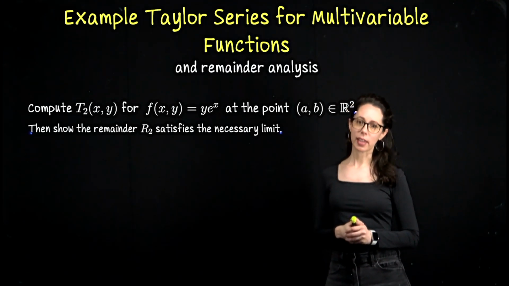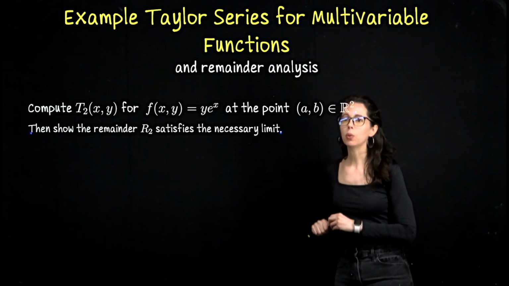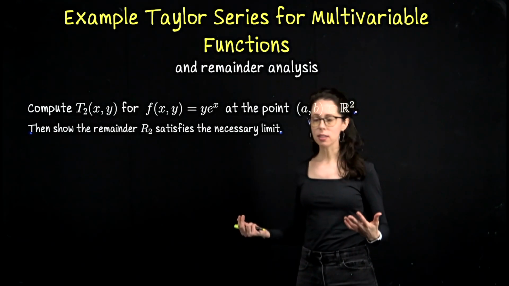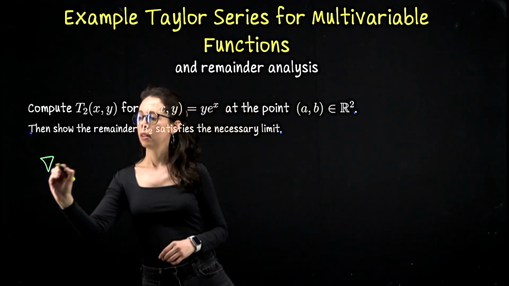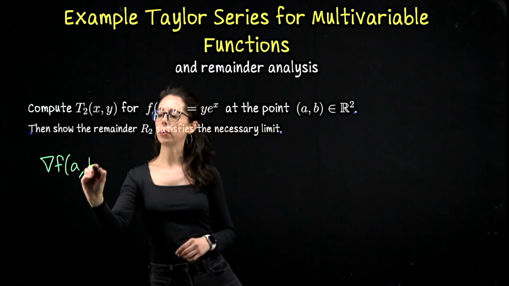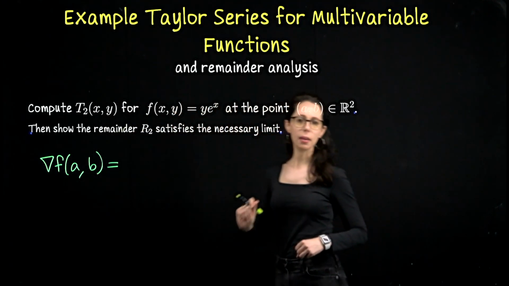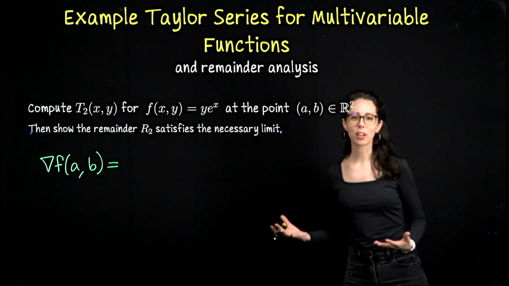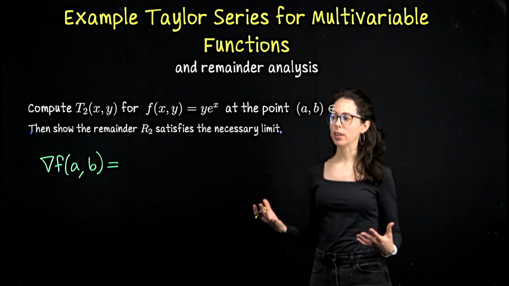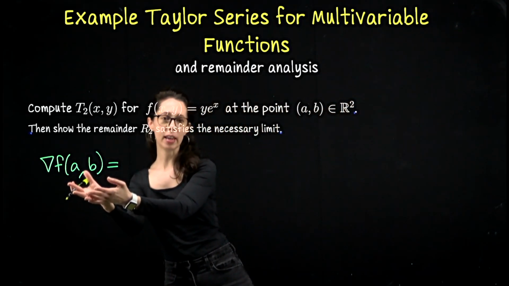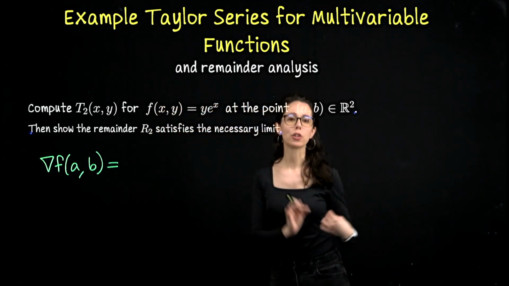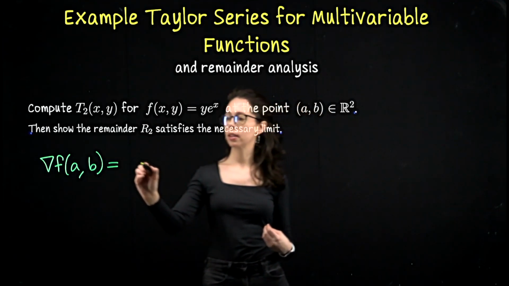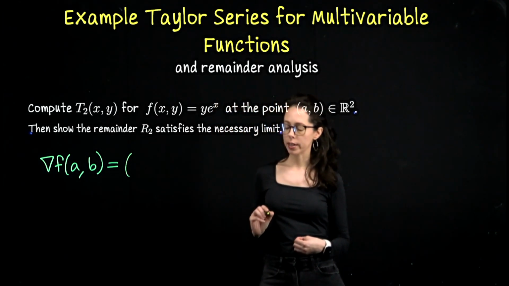We would like to write down the second order Taylor polynomial for f of x and y equals y times e to the x. For that, we need first the gradient. Let me jump straight to computing the gradient at the point a, b. So here, a and b are fixed numbers. This function is defined on all of R2. I didn't want to be more specific than that, but we imagine that we are fixed at some point like -1 and 2. Okay, at a, b, our gradient is a vector with two entries.